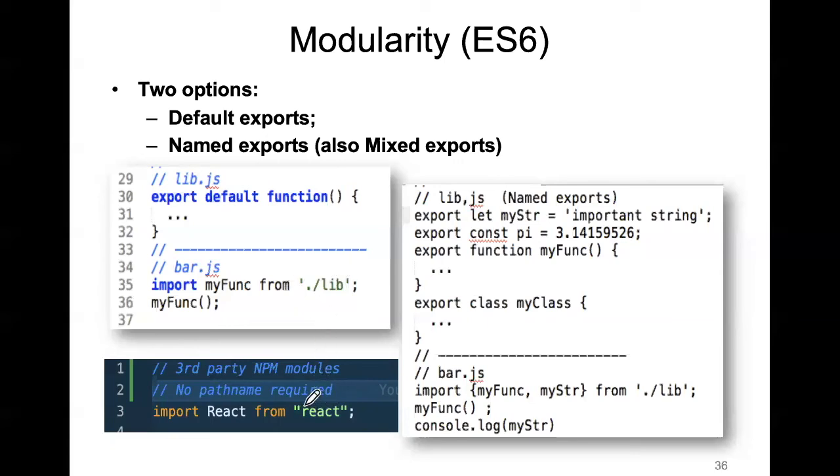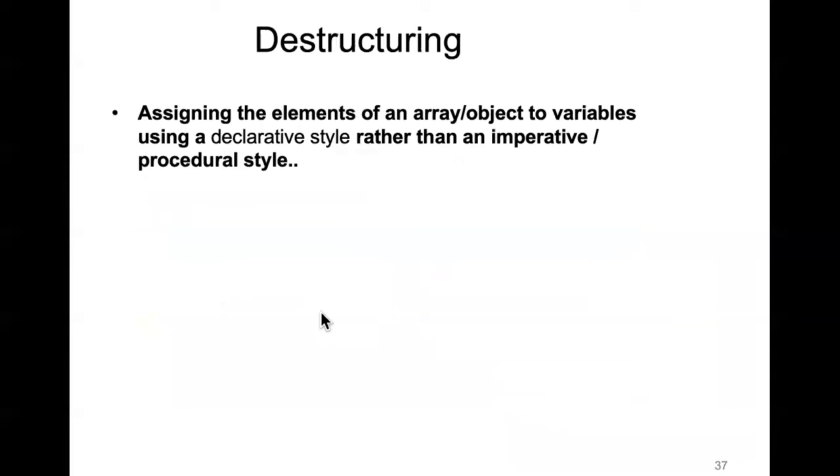Now, it turns out that the React module actually, it looks like it has a default export, but later on, we'll see that it has a mixture of a default export and also some named exports. But the only thing I want to highlight is don't use a path name here. You must use a path name here. That's modularity in one slide.